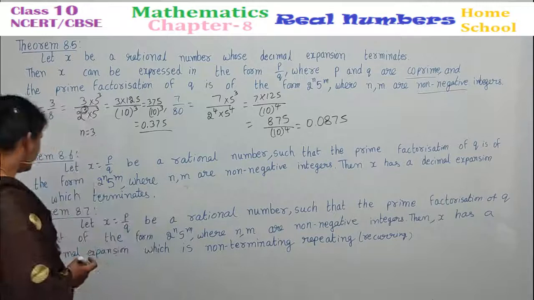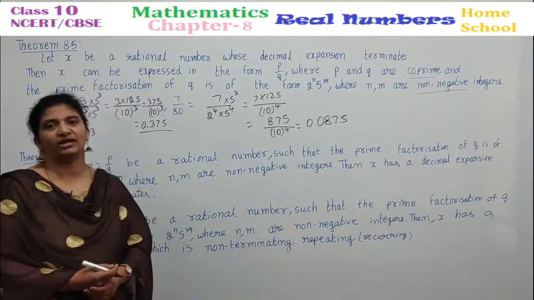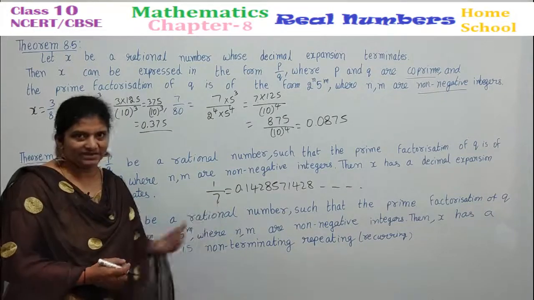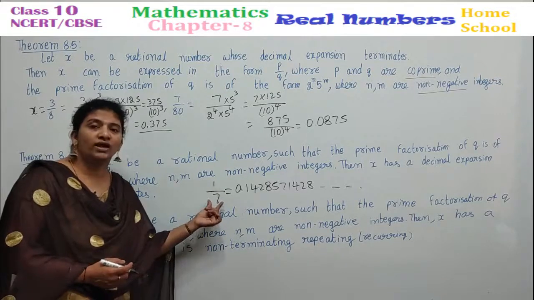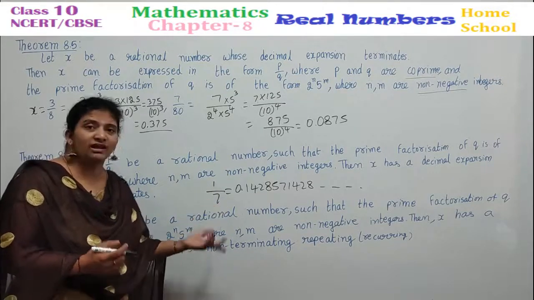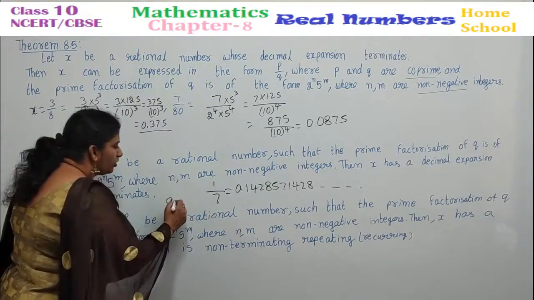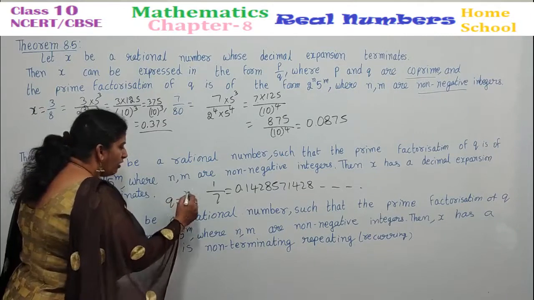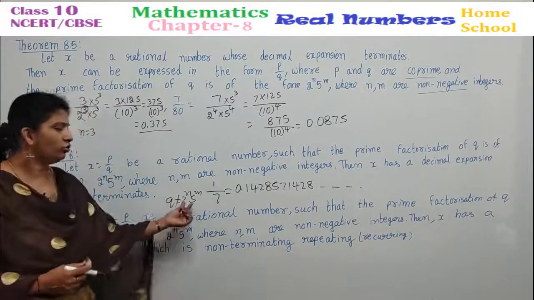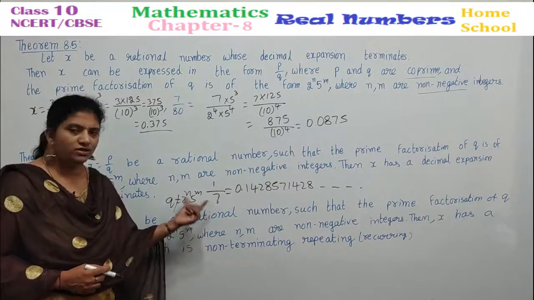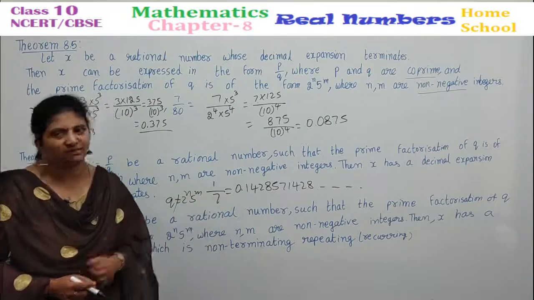Then x has a decimal expansion which is non-terminating and repeating. Let us take an example, 1 by 7. Observe here it is in the form of p by q, where q, what are the factors of q, children? 7 and 1, that's all. There is no other factors. So denominator q is not in the form of 2 power n and 5 power m. So directly I can say it is a non-terminating repeating decimal.